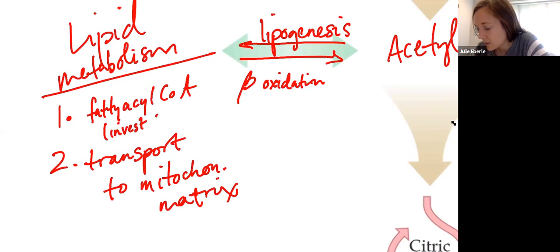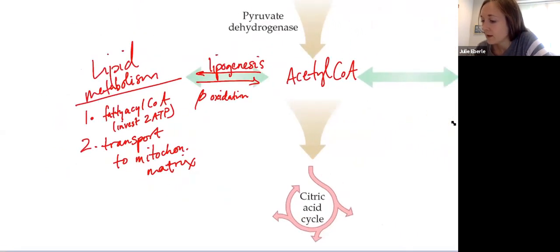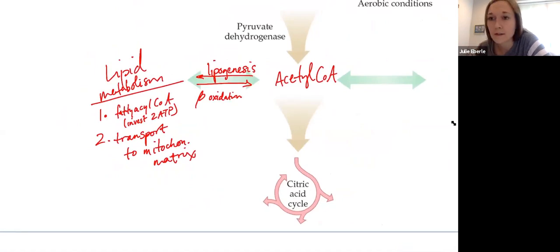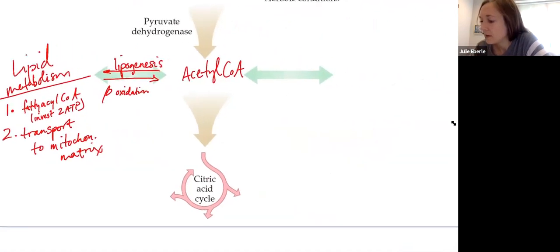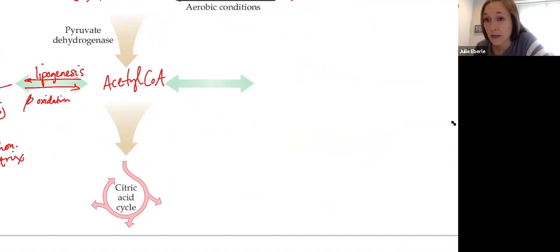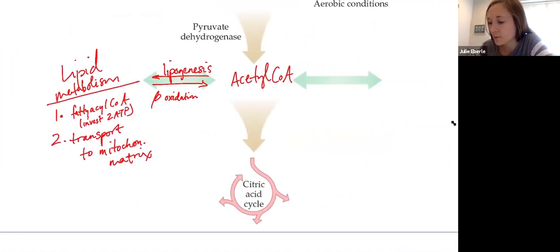We invest 2 ATP, which is why when we do our energy calculations, let's say we're looking at how much energy we get from the breakdown of a fatty acid, we have to subtract off 2 ATP because we invested 2 in the very first step. Once we do those 2 things, we can run beta oxidation, and we get a lot of acetyl-CoA from that. So this was all chapter 24.